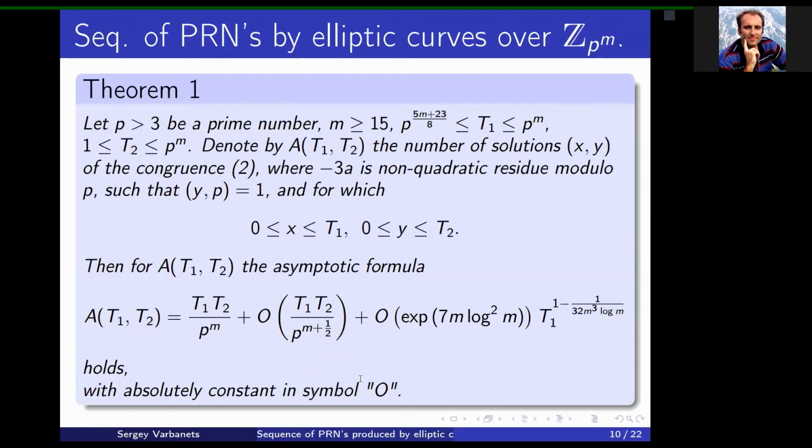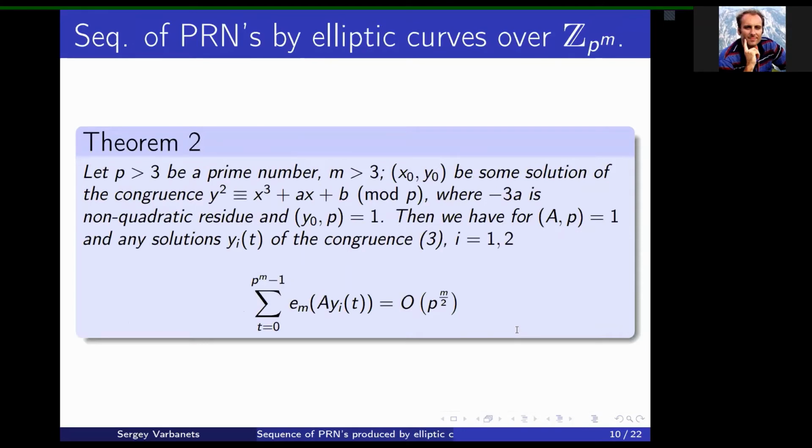Also, we prove this theorem 1, where we obtain the number of solutions (x, y) of the congruence 2. So we proved that the following asymptotic formula holds with some absolute constant in the symbol O. Also, we obtain the following theorem that allows us to obtain the discrepancy function to estimate our constructed sequences.